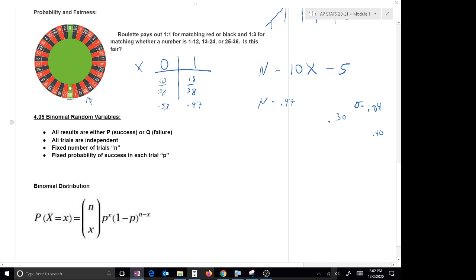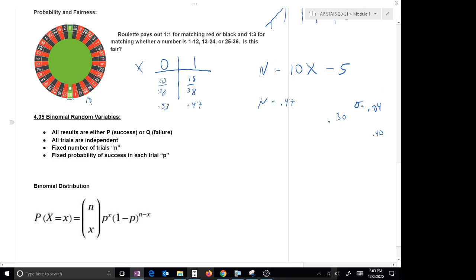We'll have a fixed number of trials. In other words, we're going to roll only a certain number of times, and we have a fixed probability of success in each trial. That means our probability is not going to change each time. That relates back to each trial being independent.